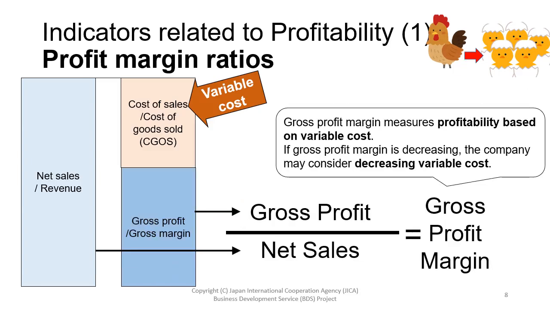But net profit margin cannot tell you which of the two costs between variable cost or fixed cost is increasing. So you can also calculate gross profit margin. You divide gross profit by net sales. If gross profit margin is decreasing, this MSME knows that the variable cost is increasing. So they may want to think about decreasing variable costs to increase profits.